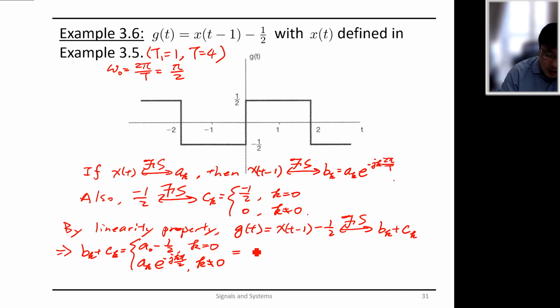So in this case, a0 is 1/2, and 1/2 plus 1/2 gives the k equal to 0 coefficient. And ak here is sine of pi k over 2 over k pi, times e to the minus j k pi over 2. And this is for k not equal to 0.